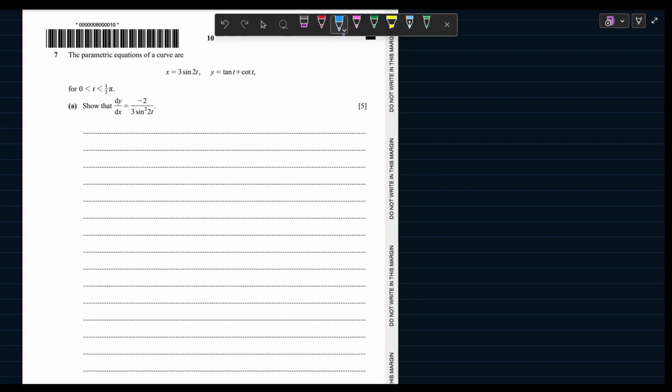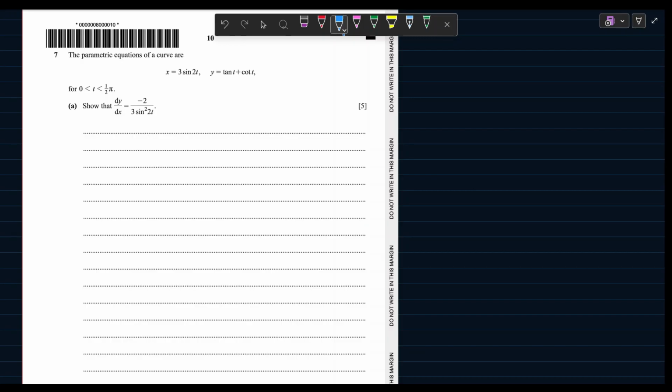Number 7, the parametric equations of a curve are x is equal to 3 sine 2t and y is equal to tan t plus cot t, where t is between 0 and half pi. Part A, show that dy dx is equal to negative 2 over 3 sine squared 2t.